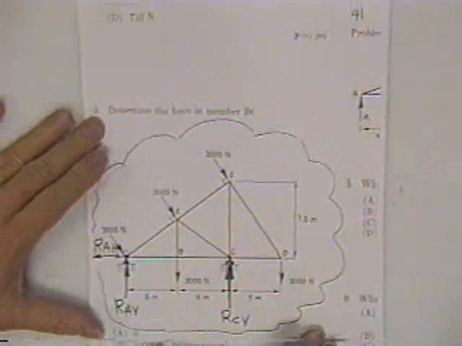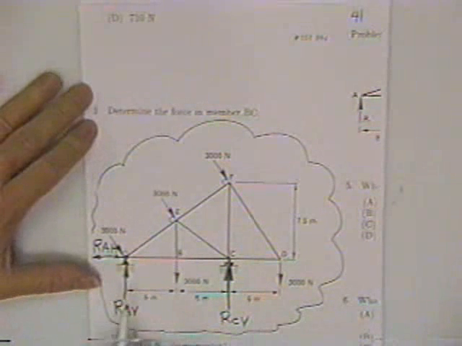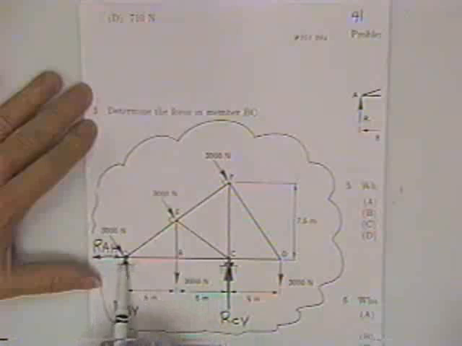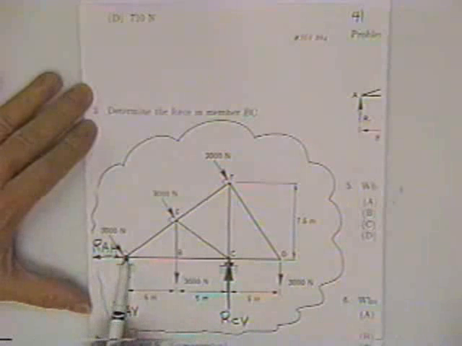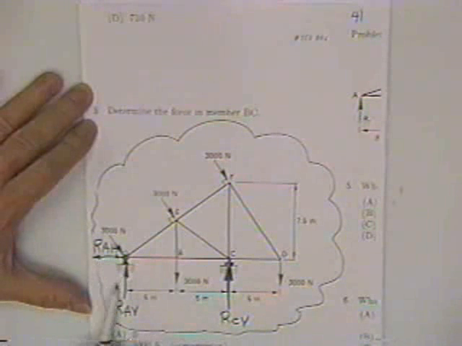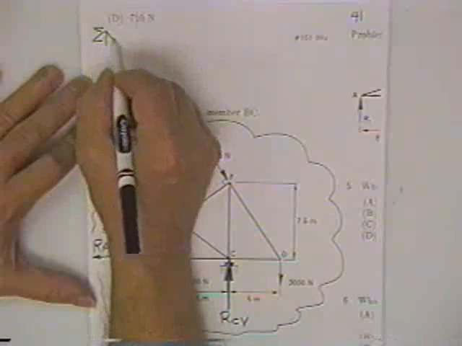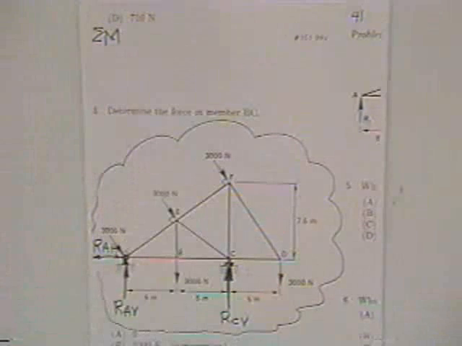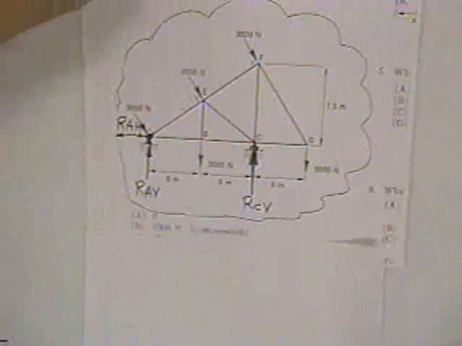Now, to solve for those forces, we would sum moments. I would suggest about point A. The reason I suggest we sum moments about point A is because 2 unknowns go through that point, and that will cancel both of those unknowns. So it would read sum moments.